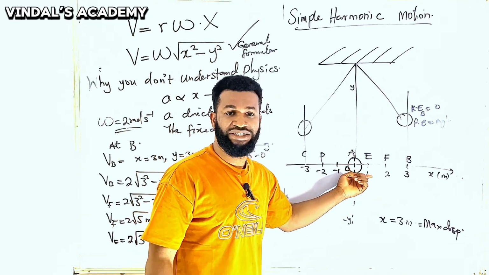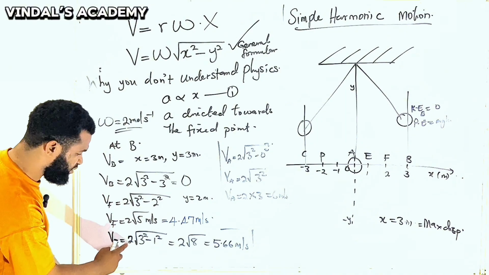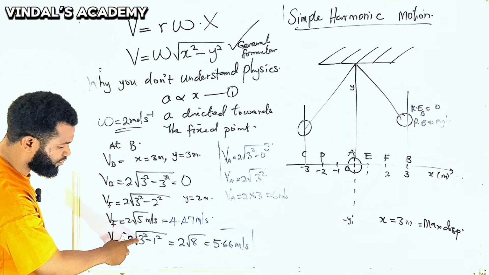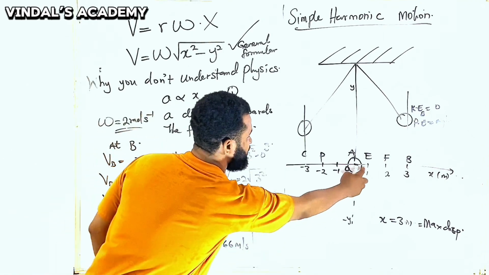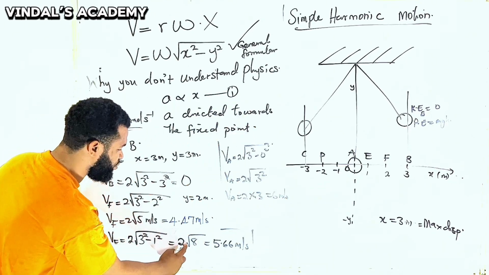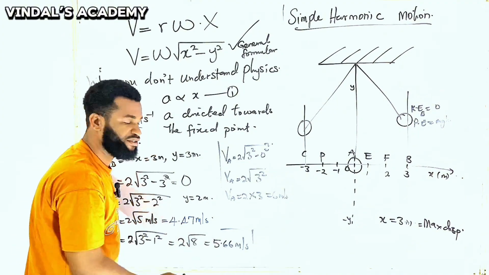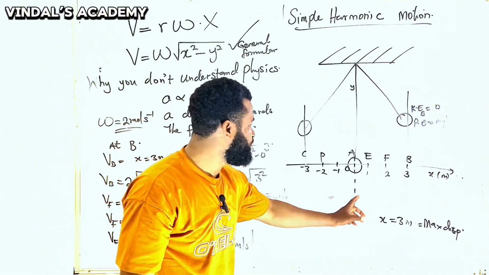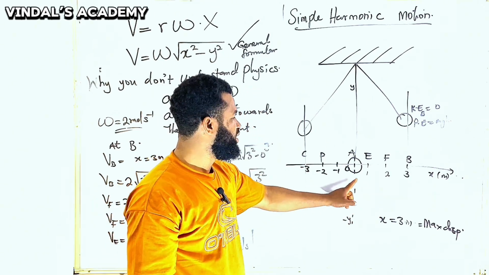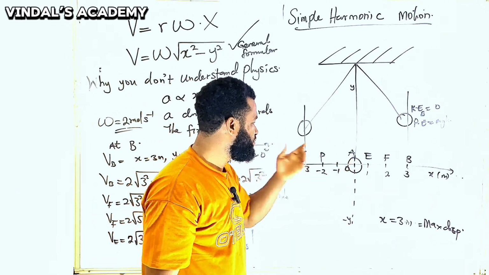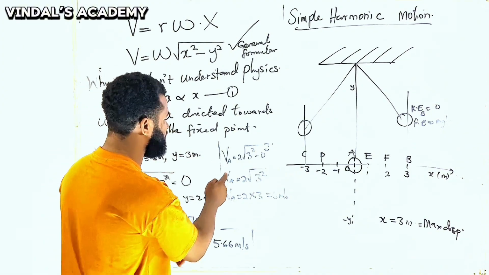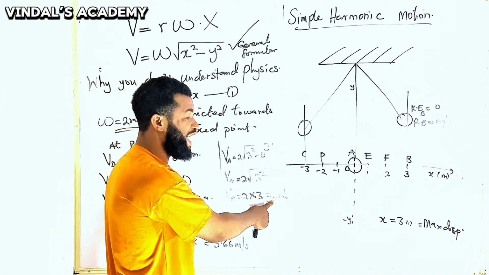So what is the velocity at E? Now, if you do the same thing, velocity at E is going to be 2 root of 3 square minus y square, because at E, y is 1. So 9 minus 1 is 8. 2 root 8 is going to be 5.66. So at this point, velocity is still increasing. Now, when the velocity gets to A, what happens? The velocity becomes 6, which is the highest.